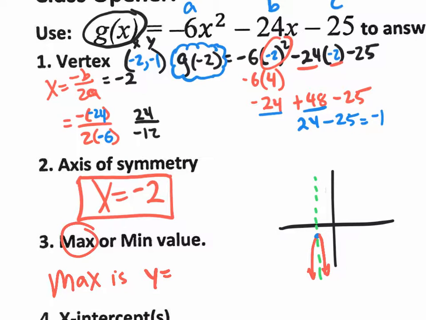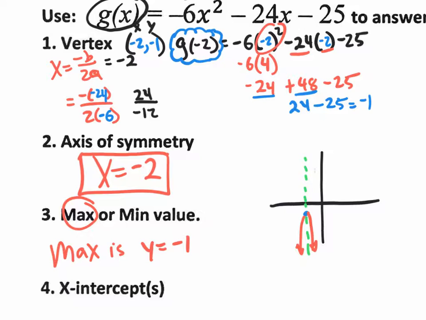Y equals simply the y value of your vertex. So what happens to be the y value of your vertex? Negative 1. So the max is y equals negative 1. Does this parabola even cross the x-axis? No. We just drew it right here. Here's a sketch of it.